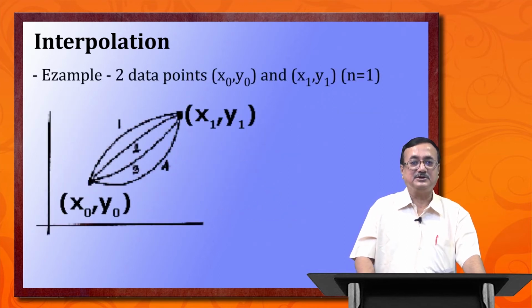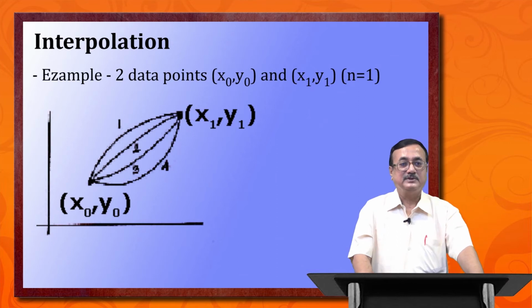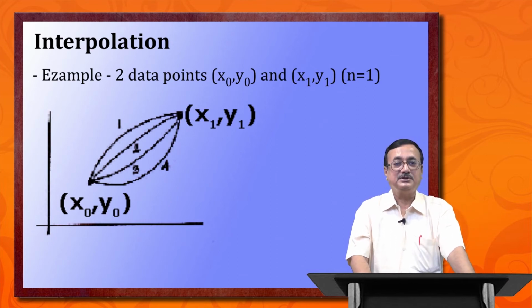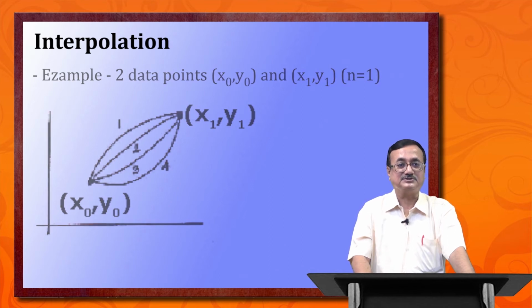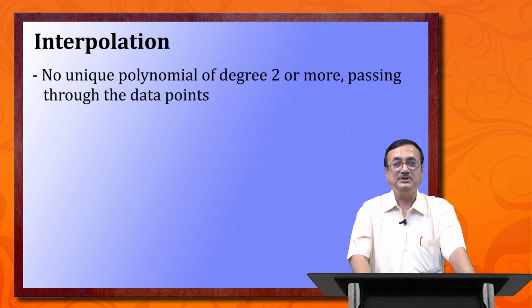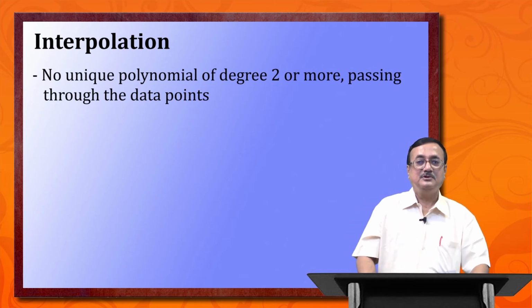For example, let us consider two points, x0 and y0, and we try to fit curves of degree greater than or equal to 2. Then you can see that there may be an infinite number of curves like this. So there is no unique polynomial of degree 2 or more passing through the data points.